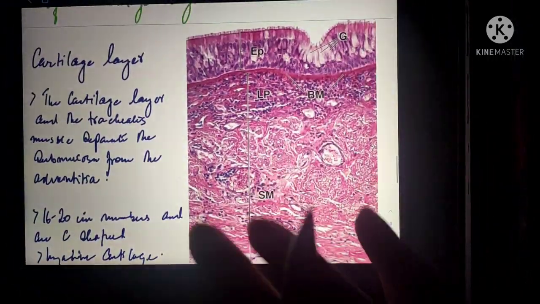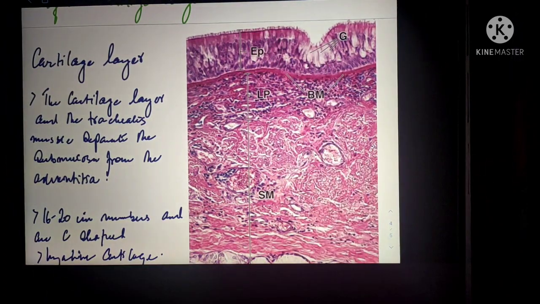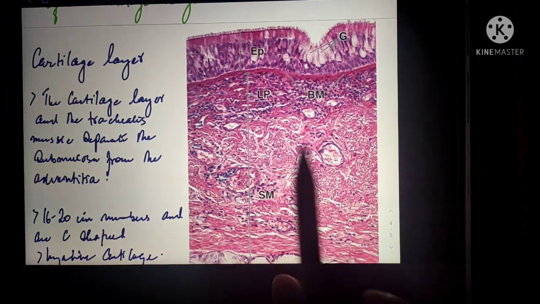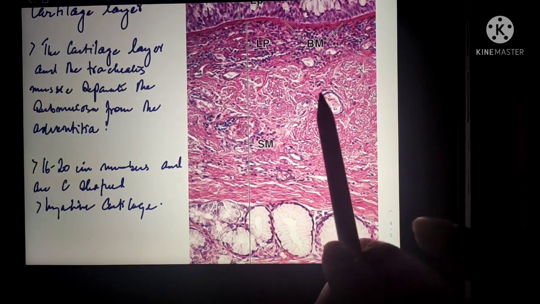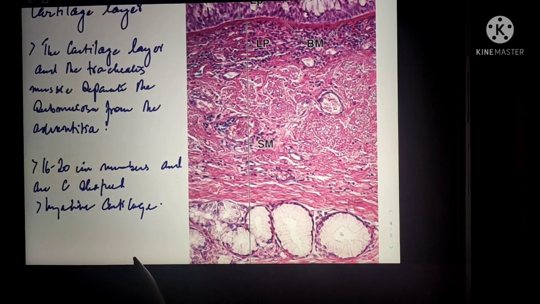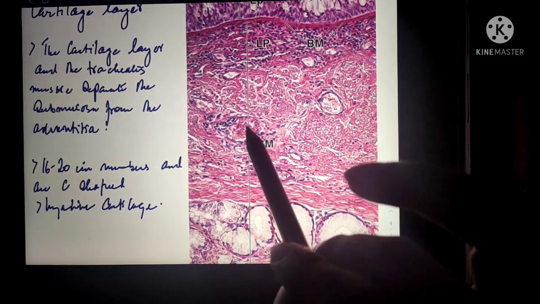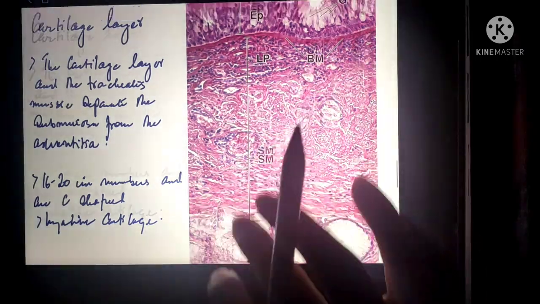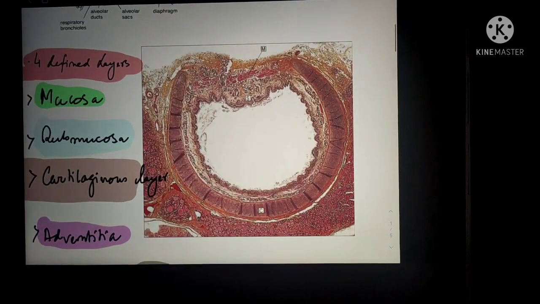So here in this photomicrograph we can see the epithelium with the goblet cells, then we have the lamina propria, and then we have the submucosa. This submucosa will also contain blood vessels and lymphatics. So this entire length is the submucosa, and underneath that we have the cartilaginous layer as seen in this photomicrograph. The tracheal cartilage and the trachealis muscle separate the submucosa from the adventitia.